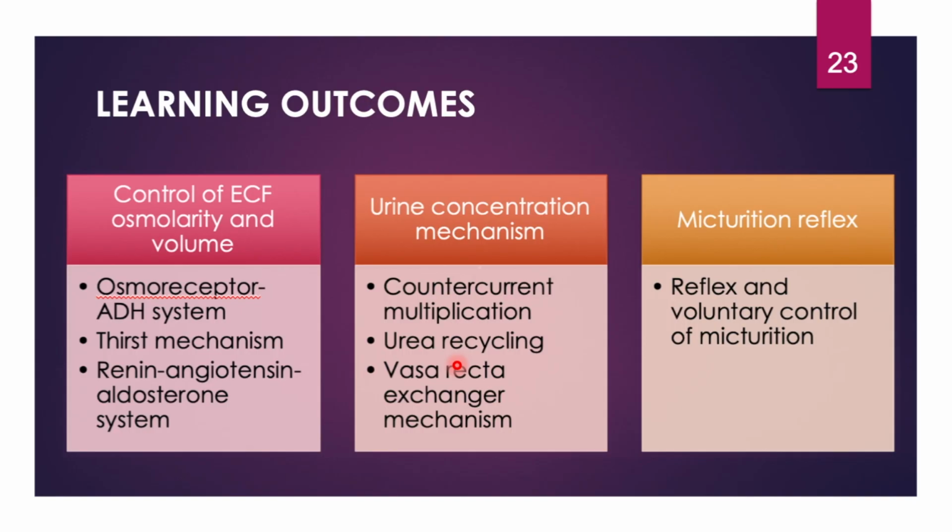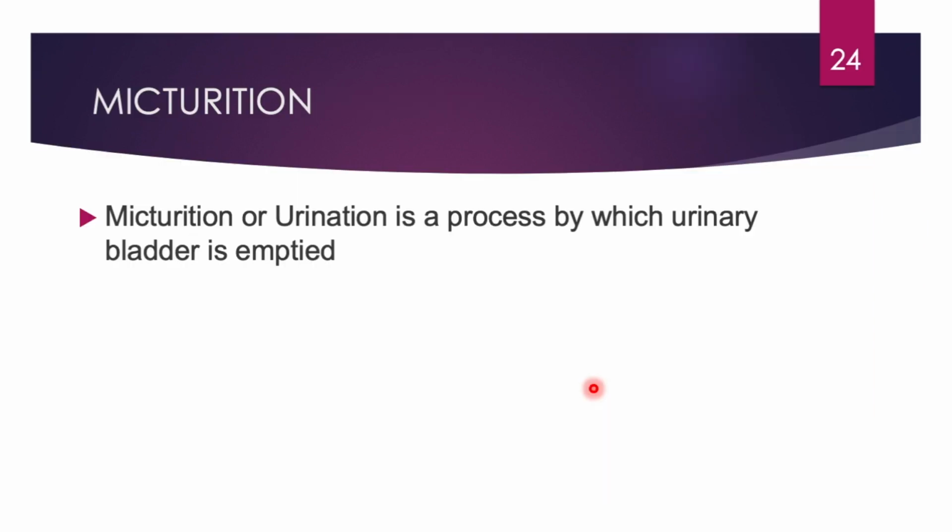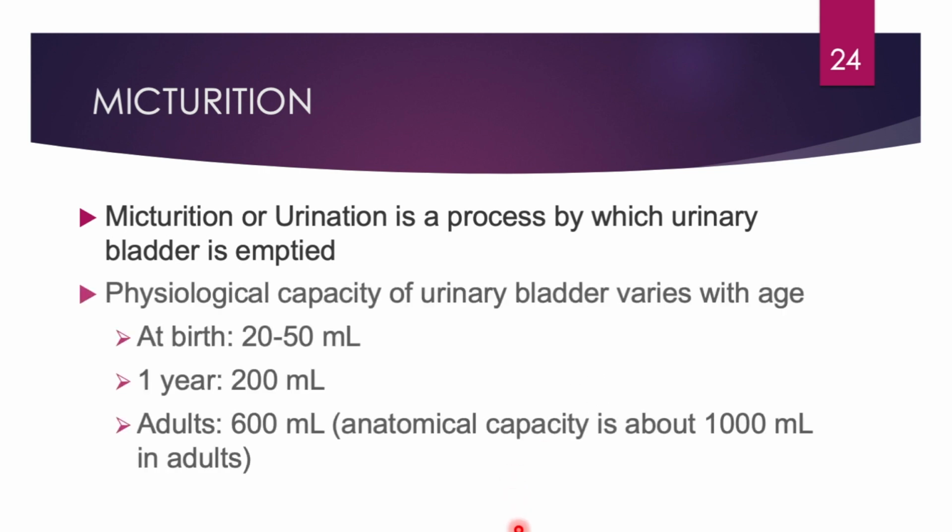So we have covered urine concentration mechanisms. Now let us look into micturition process and the reflex. Micturition or urination is a process by which urinary bladder is emptied. Physiological capacity of urinary bladder varies with age. At birth, the capacity is about 20 to 50 milliliter. At 1 year old, the capacity is about 200 milliliter, and in adult is about 600 milliliter, although the anatomical capacity is about 1000 milliliter in adults.